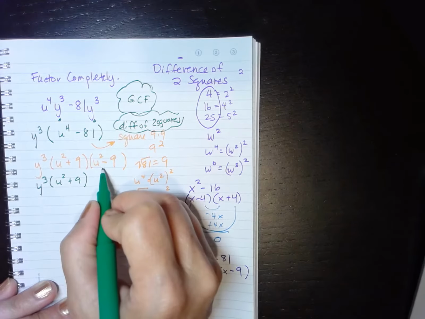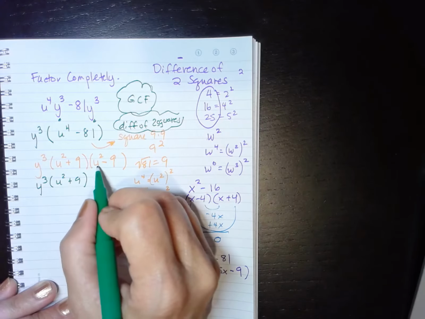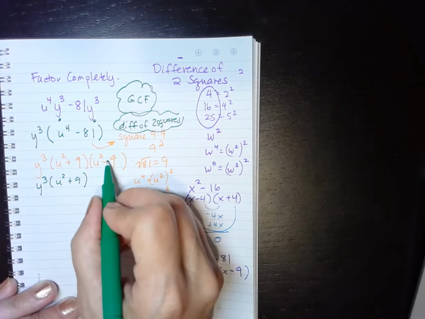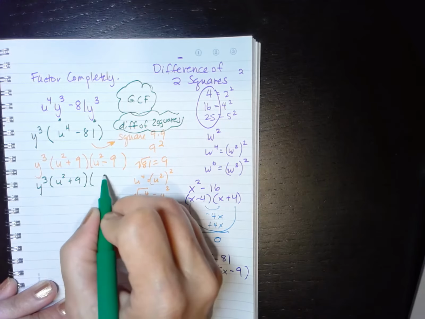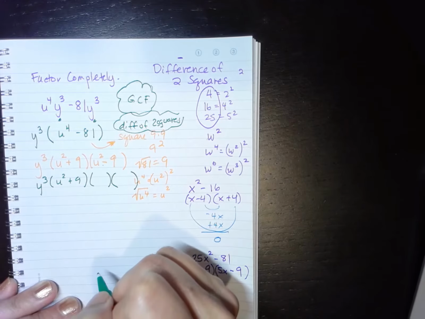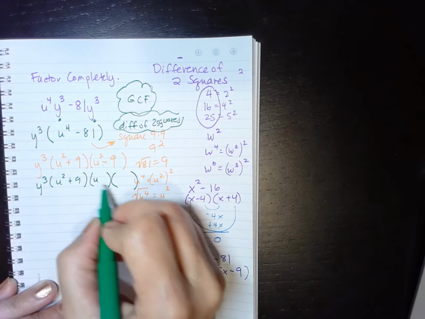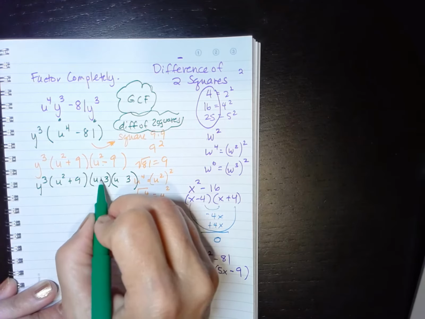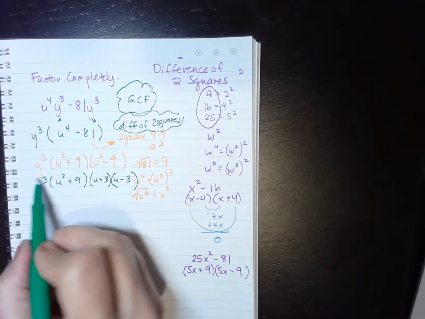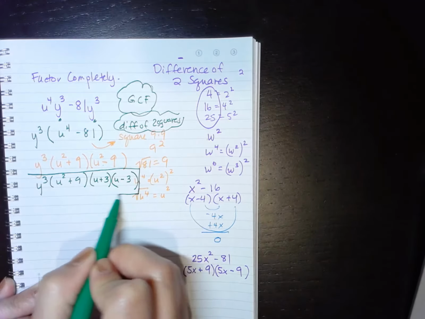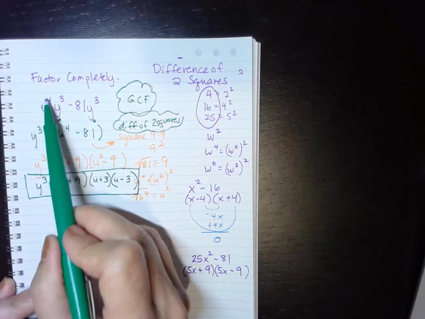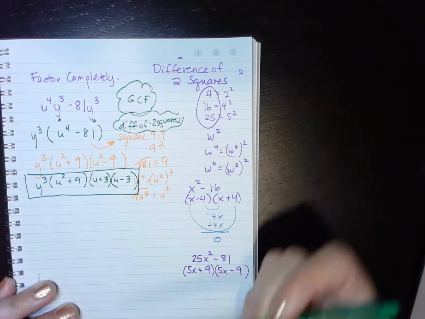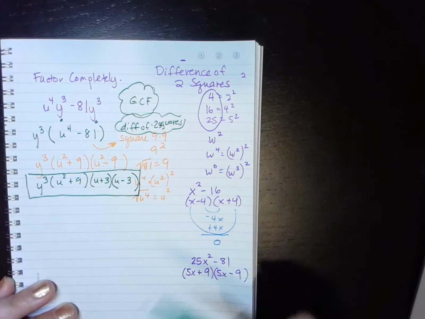So this factor, this polynomial right here is a difference of two squares because it has a minus in the middle. Difference means subtract. So I would be able to break him down one more time. The square root of u squared is u. The square root of 9 is 3. And for the middle term to disappear, I need one plus and one minus. So there is the complete factorization for u to the fourth, y to the third, minus 81, y to the third. I had to factor 3 times. One GCF, two differences of two squares.